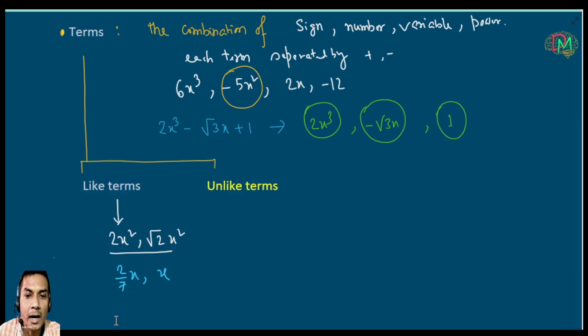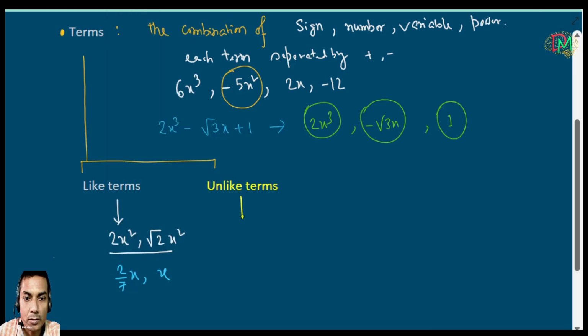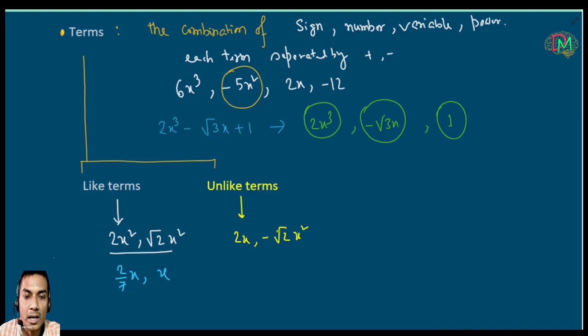So what is unlike terms? The unlike terms are those terms having different variables with their powers. Variables can be the same, but the power is different. For example, 2x and minus root 2 x square. So these are unlike terms.